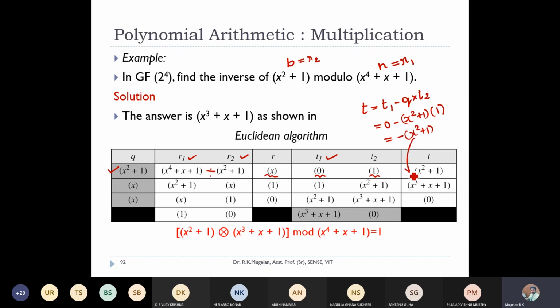Can anyone tell why there is minus in front of it? Any guess? So we're discussing polynomial arithmetic under cryptography. So why is this minus sign not there? I gave a clue.